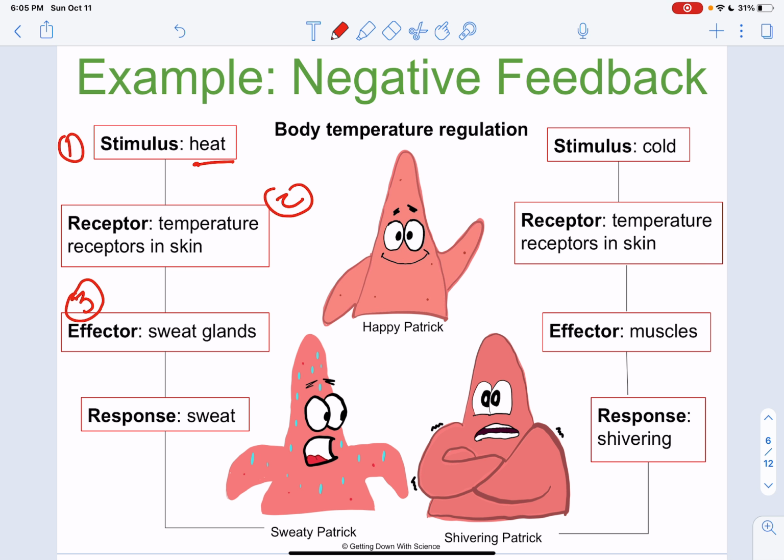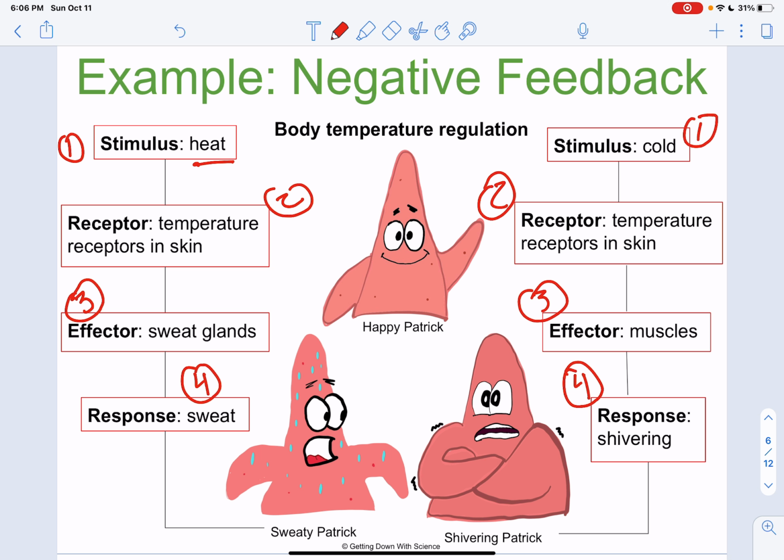And the response will be the actual sweat. So the effector, the sweat glands, are going to start producing sweat, and Patrick is going to start sweating. Okay, but what if Patrick gets cold? The temperature receptors in the skin are going to be like, yo, it's cold. And so it's going to tell the brain, and the brain's like, okay, muscles, do your work. And the muscles are going to start contracting violently, and it's going to cause Patrick to start shivering, which is going to increase his temperature by generating heat internally.